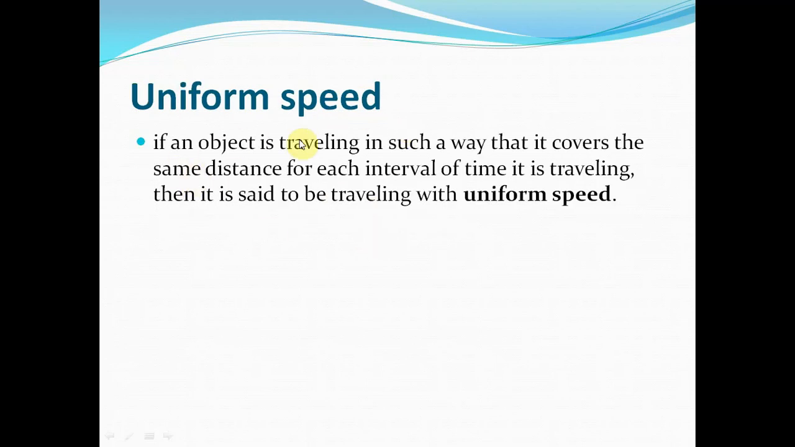Uniform speed. If an object is traveling in such a way that it covers the same distance for each interval of time it is traveling, then it is said to be traveling with uniform speed. In uniform speed, if a body covers equal distance in equal intervals of time, it will be its uniform speed.